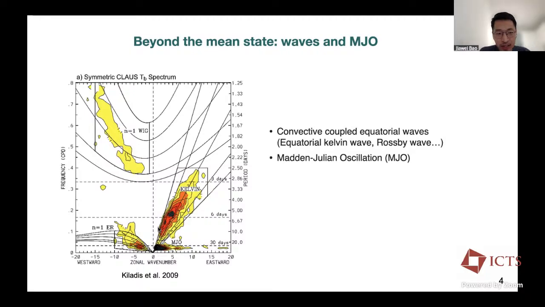In addition to the waves, there's also this phenomenon, which we call the Madden-Julian oscillation. So I want to introduce a bit more in detail about the Madden-Julian oscillation, MJO.